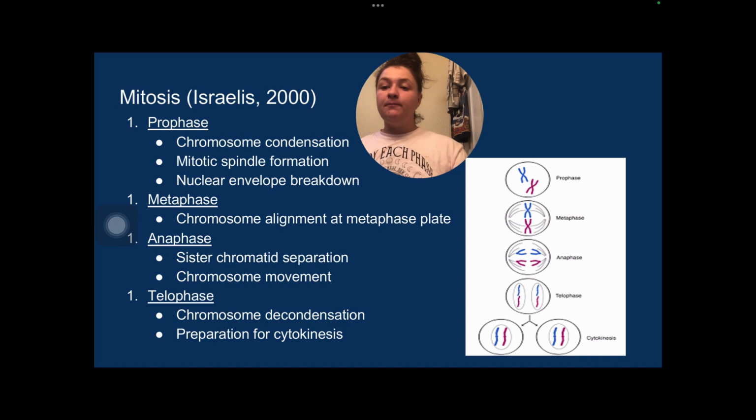As the cell prepares for cytokinesis, the chromosomes reach the poles and begin to decondense back into chromatin. Next, the nuclear envelope reforms around each set of chromosomes, creating 2 distinct nuclei within the cell. Finally, the mitotic spindle breaks down and the microtubules are reorganized for the next cell cycle.